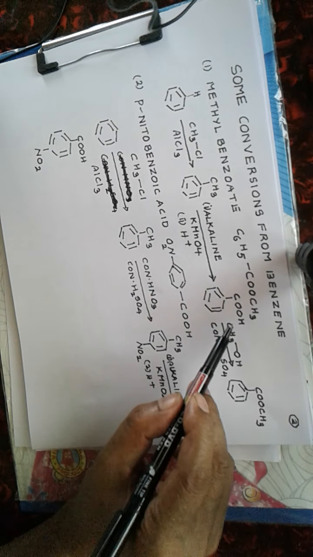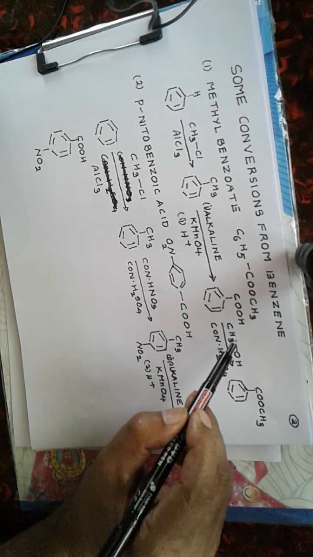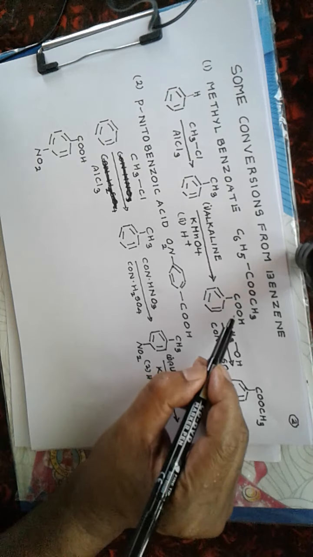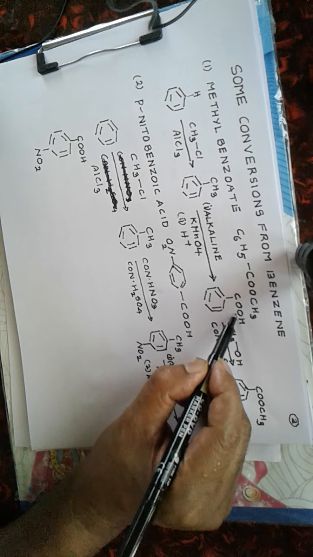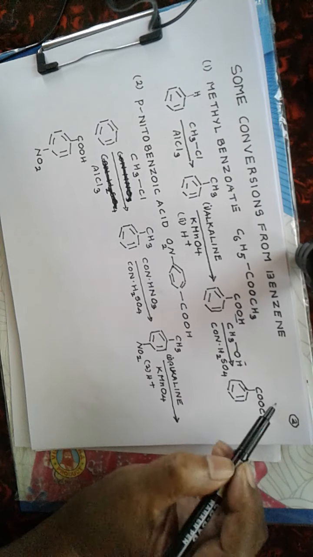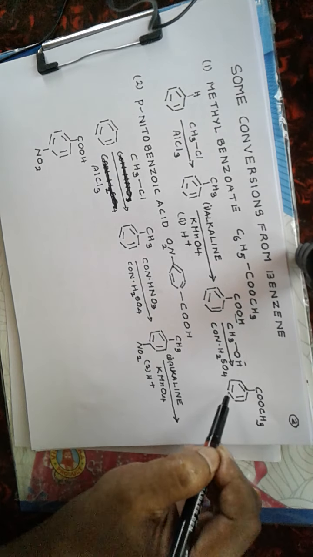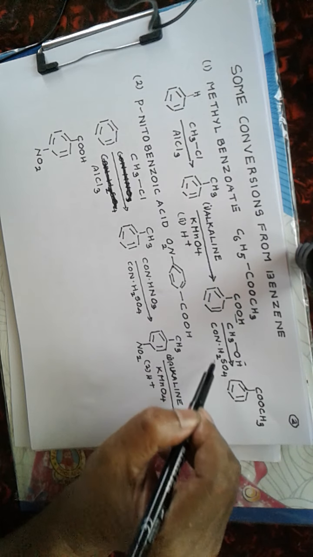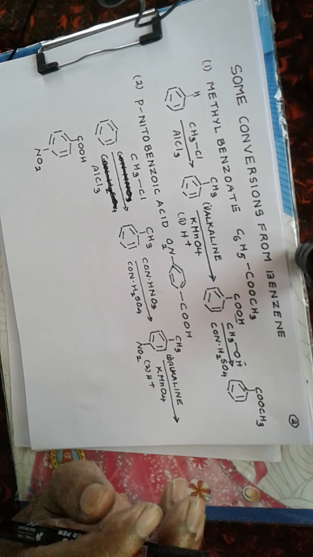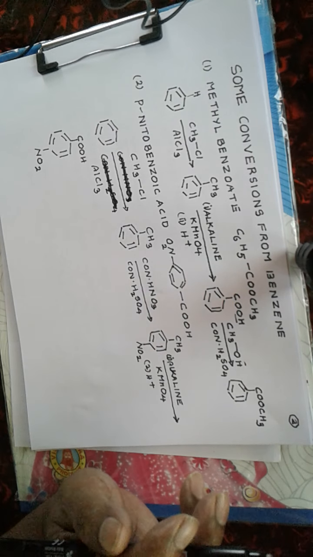Then an acid and alcohol can react together, eliminating a molecule of water. The OH group of COOH combines with the H of the alcohol, removing water, and then the OCH3 group is attached. So this is methyl benzoate, and this reaction is catalyzed by concentrated sulfuric acid. So that is the method of conversion of benzene into methyl benzoate.